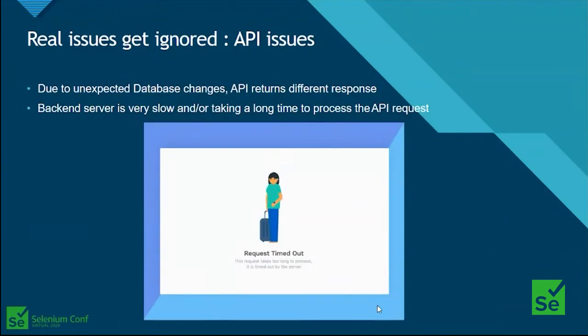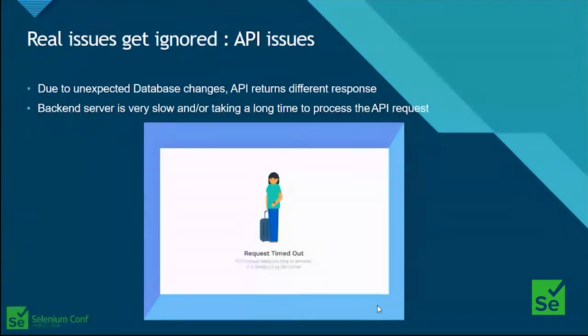Now, moving further. Sometimes issues related to APIs can also get ignored due to flaky tests. For example, due to an unexpected database change, sometimes the API returns a different response than the expected one, which results in false assert conditions and makes your test case fail.